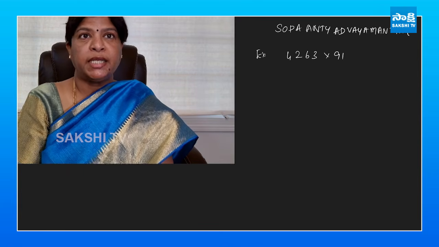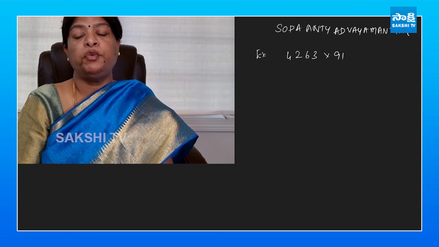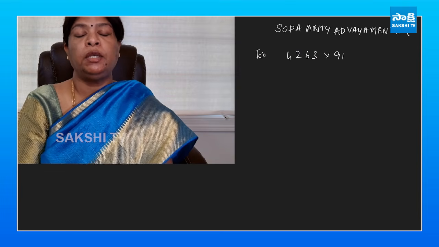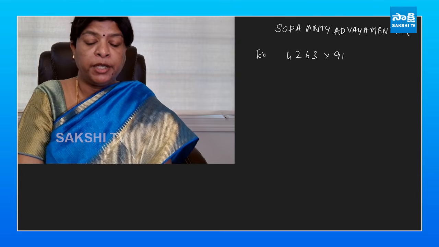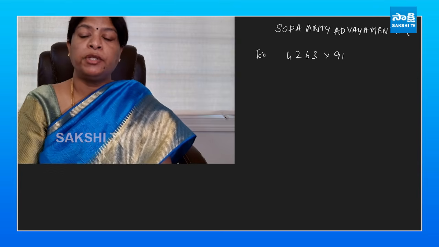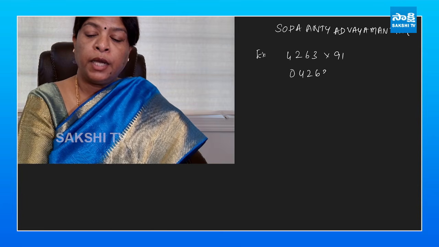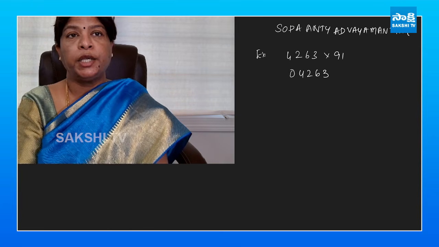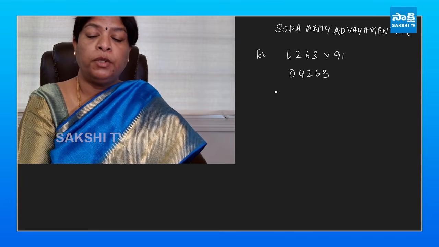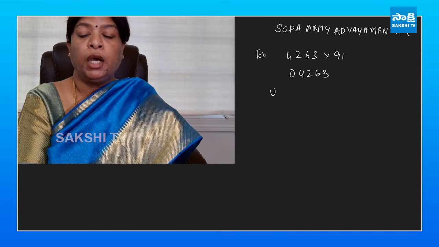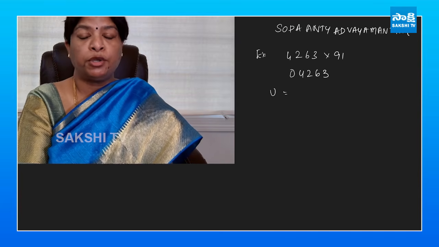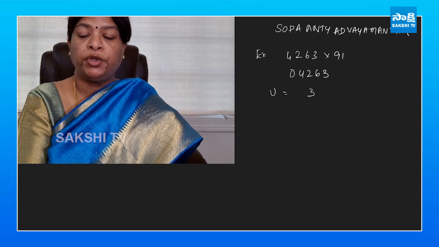Let's see one last example in this category. So we have 4263 multiplied by 91. Our multiplicand is 4263. So we begin with adding a 0 in front of it. And our multiplier is 91, which is ending in 1. So the sutra is applicable. So our units place is going to be the units place of the multiplicand, which is 3. We drop 3 as is.